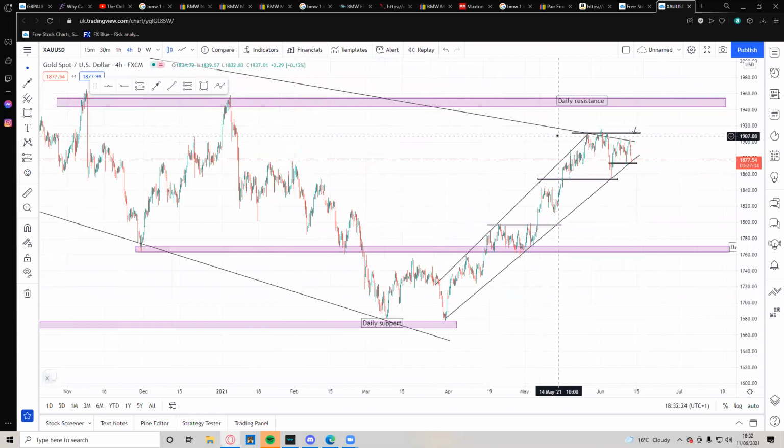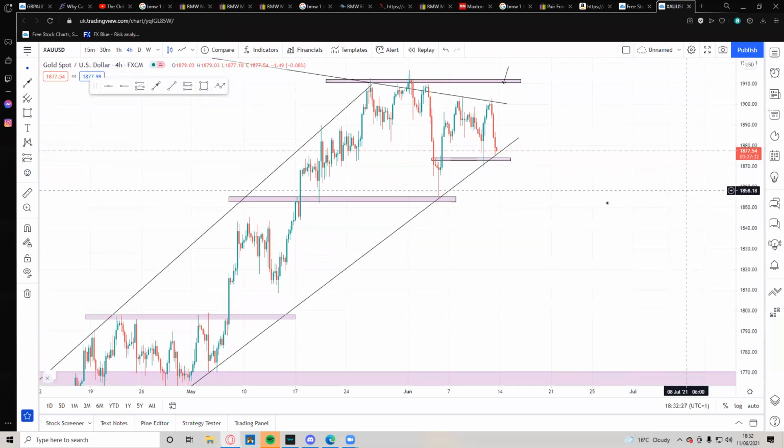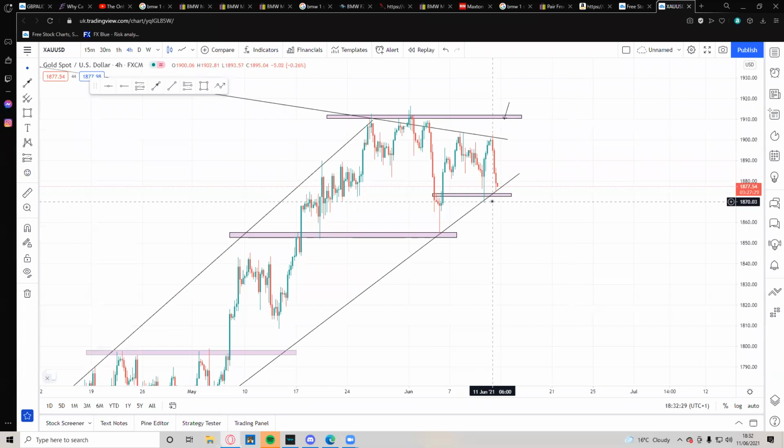Okay, so ultimately in my head, I'll be looking for sells, but I won't be looking for sells at support because you buy at support. So this is where the scalping comes into it.